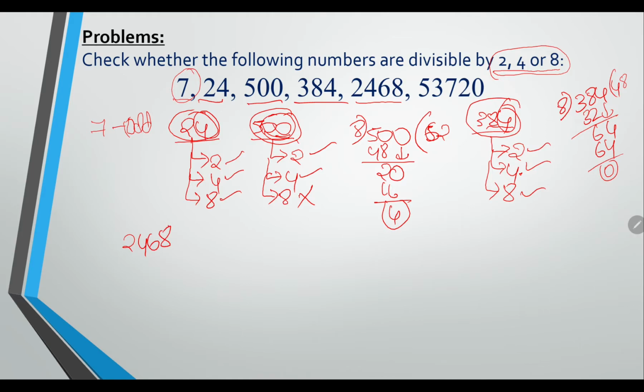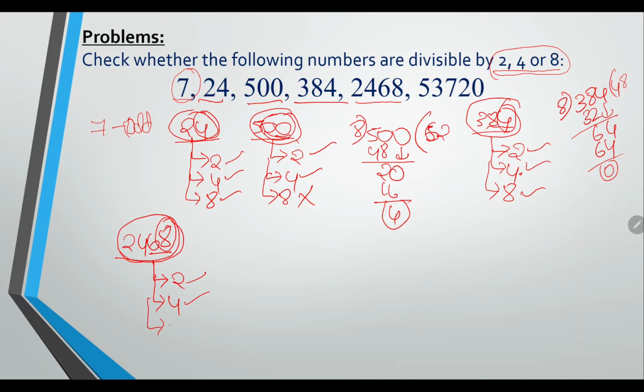Since it has unit digit 8 which is divisible by 2, the whole number is divisible by 2. Next we check for 4. We know the divisibility rule of 4, that is we have to consider the last two digits. As its last two digits are divisible by 4, the whole number is divisible by 4.